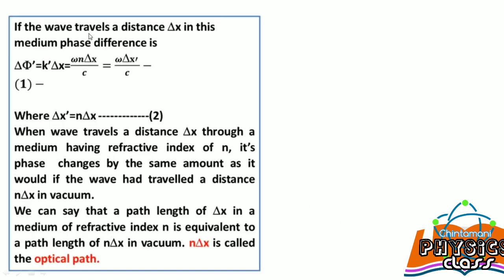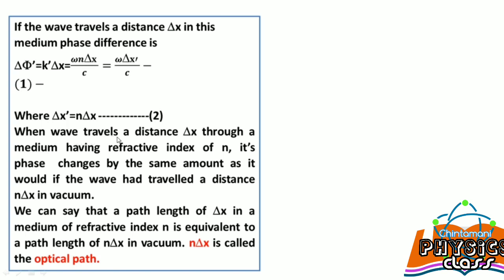Here v is the speed of the wave in this medium. If the wave travels a distance Δx in this medium, the corresponding phase difference is Δφ' = k'Δx. Substituting the value of k', Δφ' = ωnΔx/c = ωΔx'/c. This is equation number one, where Δx' = nΔx. This is equation number two.